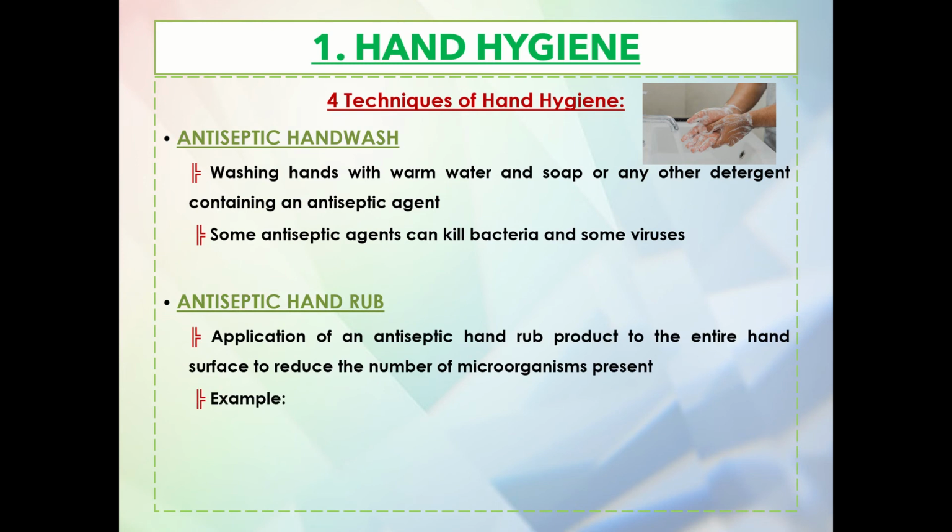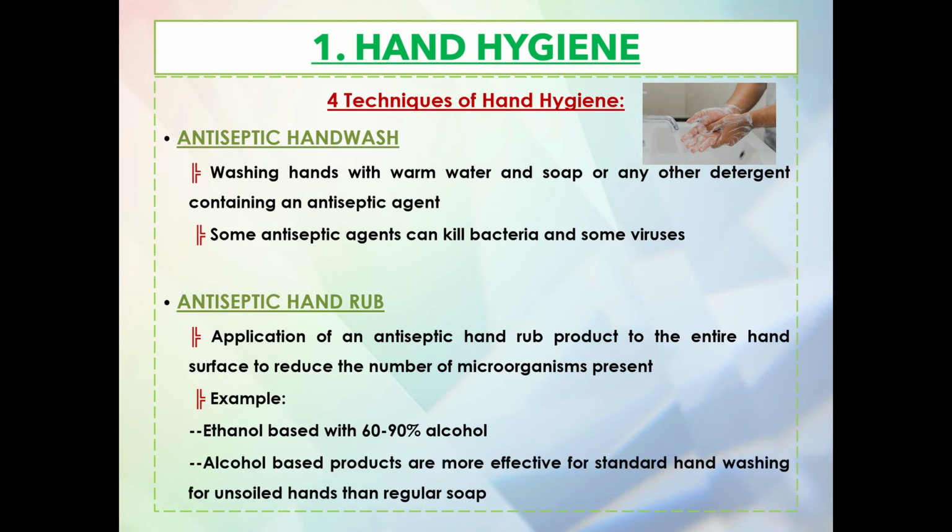And then the last type, the fourth, is application of an antiseptic hand rub. So that is applying an antiseptic hand rub product to the entire hand surface to reduce the number of microorganisms present. Example nito, ethanol base with 60 to 90% alcohol, or alcohol-based products are more effective for standard hand washing for unsoiled hands than regular soap.